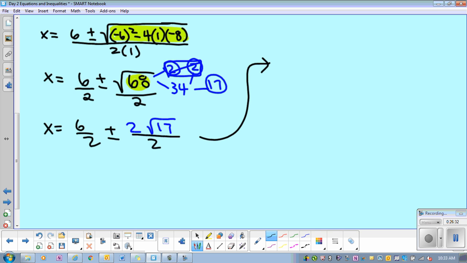And then now I need to simplify this. Divide by 2. x equals, what's 6 divided by 2? 3. Plus or minus. Guys, what happens to these two? They cancel. They can be simplified. So then this becomes 1, so square root of 17. There you go. That is your answer. 3 plus or minus the square root of 17.